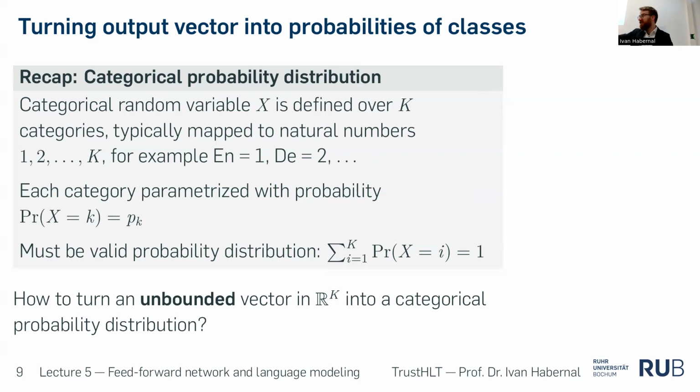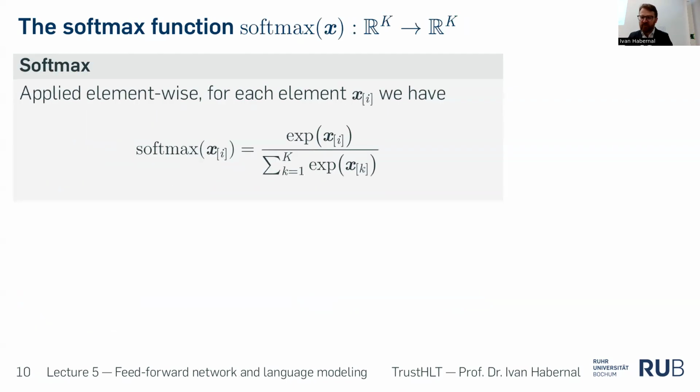How to turn, this is your question, by the way, an unbounded vector of k real numbers into a categorical probability distribution. Okay, so we had a sigmoid for just one number. The sigmoid is 1 over 1 plus e to the power of minus x. So maybe in our solution to this problem there will be some exponentiation as well. And it turns out that we have this beautiful function called Softmax.